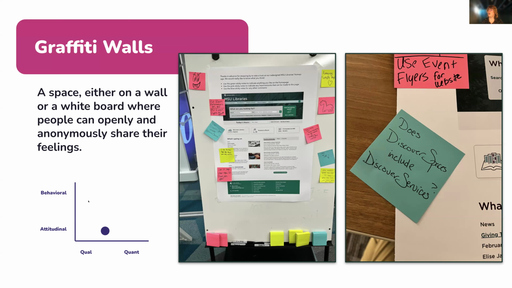We did this with our homepage, and we printed out a big poster of our homepage and had directions to use the sticky notes to tell us what you think about this new layout of the homepage that we're considering. The different colors of sticky notes meant different things. The green sticky notes were anything that they liked on the homepage. The pink ones were anything that they would improve, and the blue ones were for any other comments.